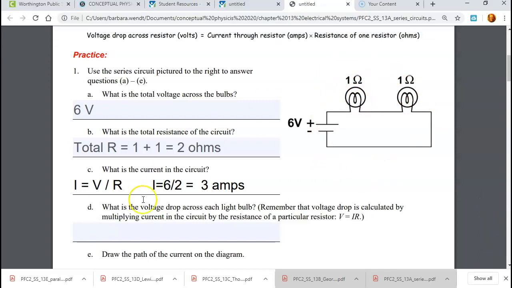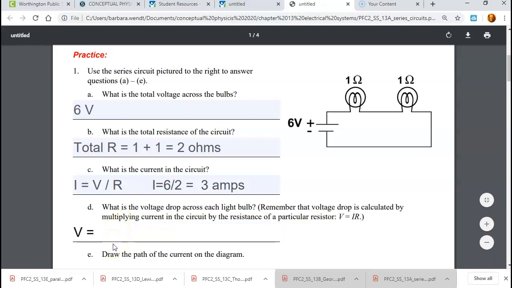Okay? So I know that if each bulb has a resistance of 1, and I figure out that the current is 3, then my current is 3, the resistance is 1. 3 times 1 means that our answer is going to be 3 volts.